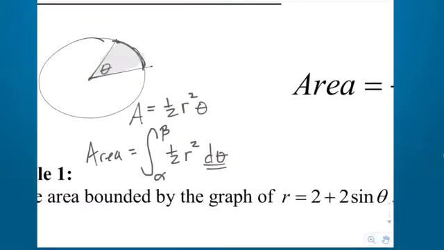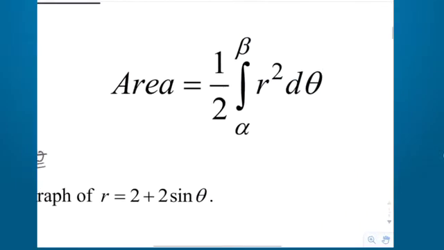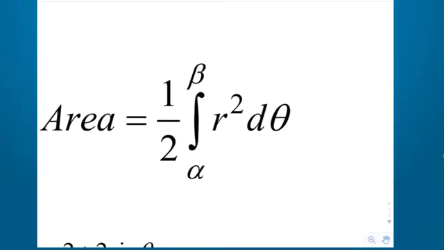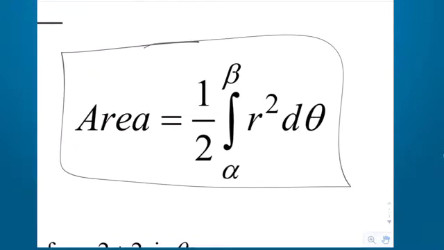Now, of course, because the 1/2 is a constant multiple, where can it go? It can go out front. You do need to memorize this formula. This gives you the formula for polar area from theta equals alpha to theta equals beta. It's 1/2 r squared d theta, where r is a function of theta. Questions on that? Memorize it: 1/2 r squared d theta.